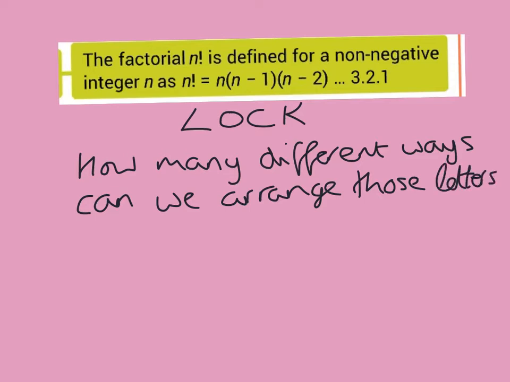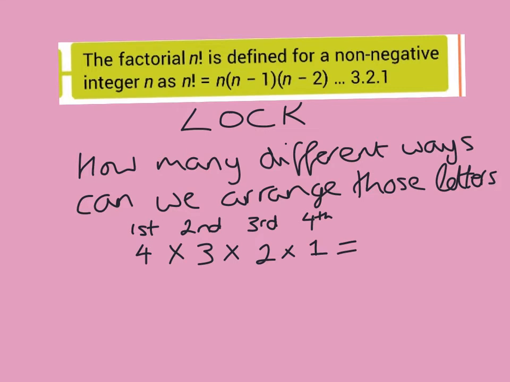So we know that for the first letter, we have 4 options. For the second letter, we have only 3 options because we've already put one in for the first. For the third letter, we have 2 options. And for the fourth letter, we will have 1 option. So 4 by 3 by 2 by 1. And if I put that into my calculator, 4 multiplied by 3 multiplied by 2 multiplied by 1, that will give me 24 different ways.